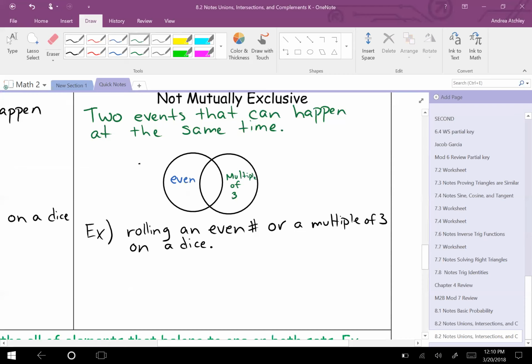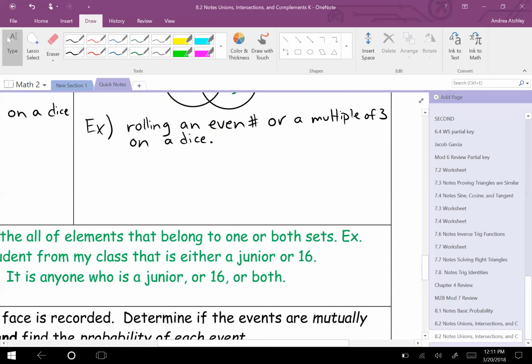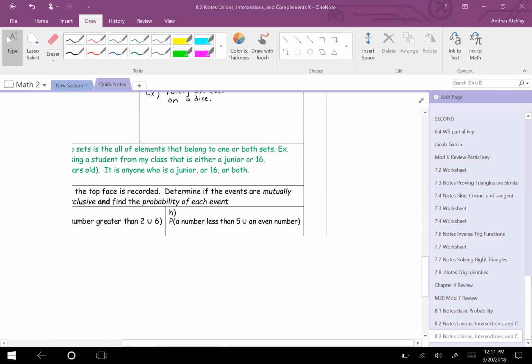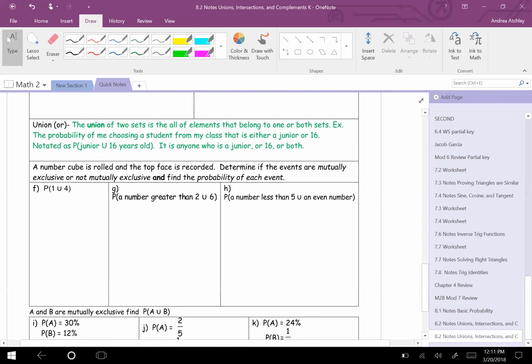What number do they share? Right? 6 is an even number and a multiple of 3. So 6 is that overlap. Any questions over that? So this is not mutually exclusive because it has an overlap. Any questions? Okay, unions. So go back to that front page where we skipped union.